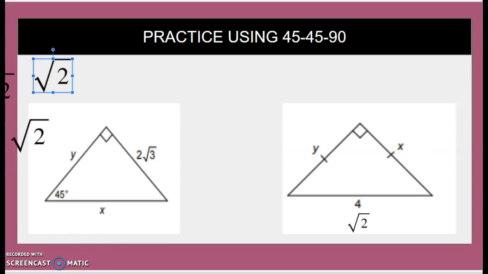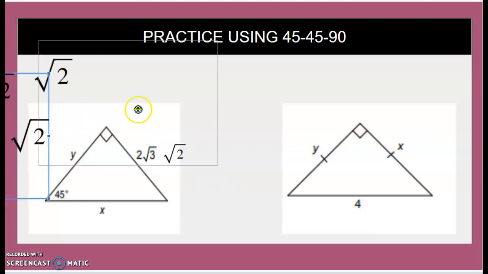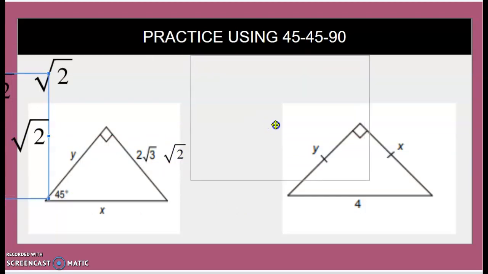Okay, so remember that whenever you are given the leg and you're asked to find the other leg, it's the same, 45, 45. 2 square roots of 3, so y is 2 square roots of 3. And then we identify that x is the hypotenuse. And remember that we always take the leg, no matter what it is, 2 square roots of 3, and we multiply it times the square root of 2.